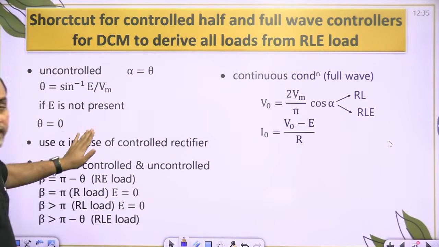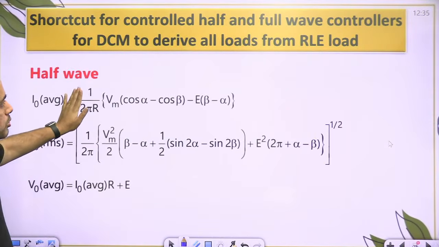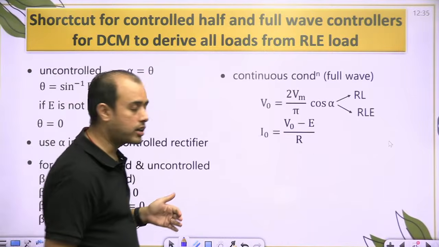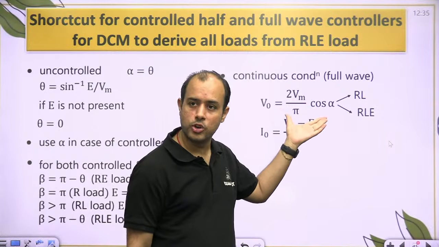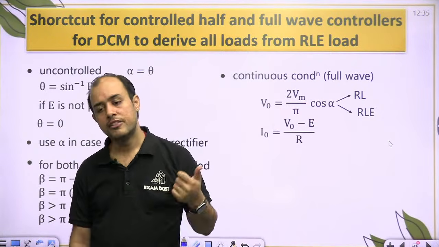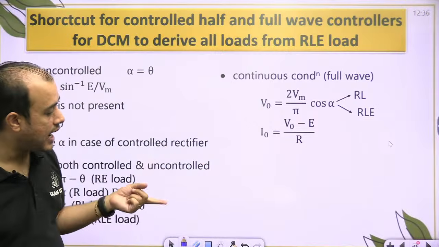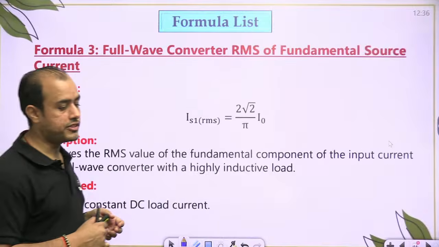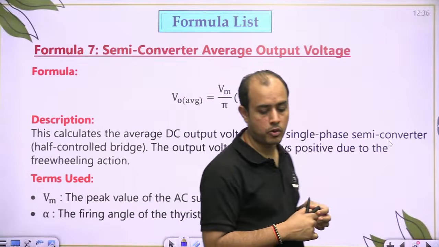That is only for discontinuous. ये जो formulae है ना, these are for discontinuous conduction. For continuous conduction in full converter, you already know 2 Vm by pi cos alpha, valid for RL and RLE. And then I naught is V naught minus E by R. तो ये सारे फॉर्मूला की लिस्ट मैंने बेटा आपको प्रोवाइड कर दी है.